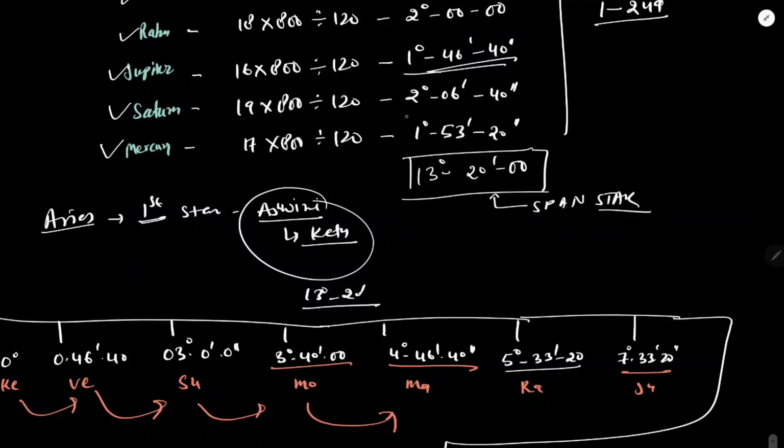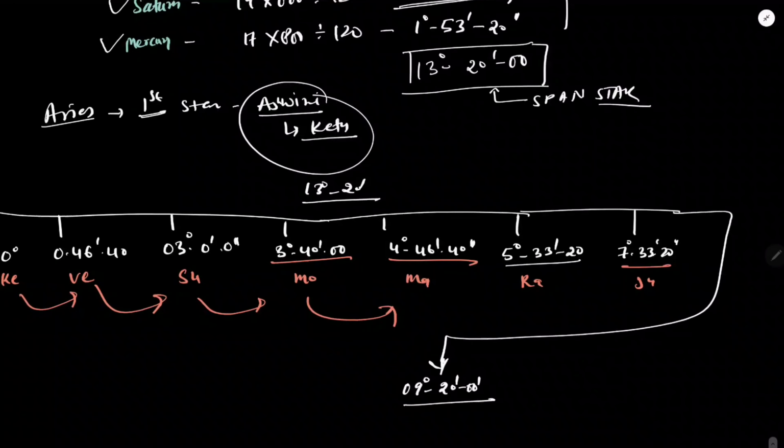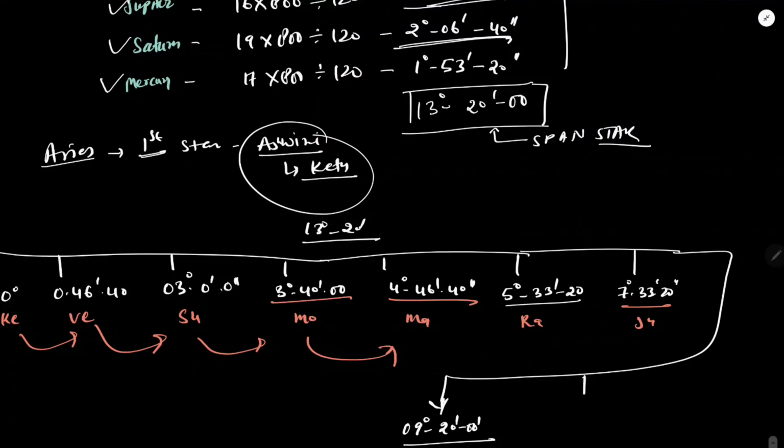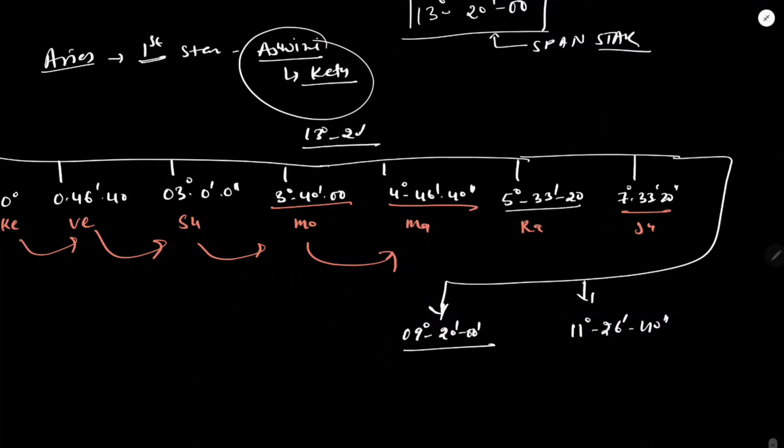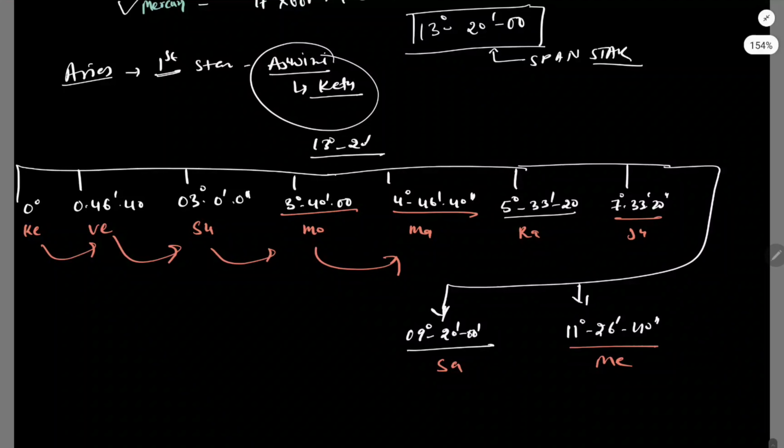And now the last, if we add the Saturn span, then we will get 13 degree. Sorry. Then we will get 11 degree, 26 minute and 40 second. So this would be of Saturn and this would be of Mercury. So these are the starting points.